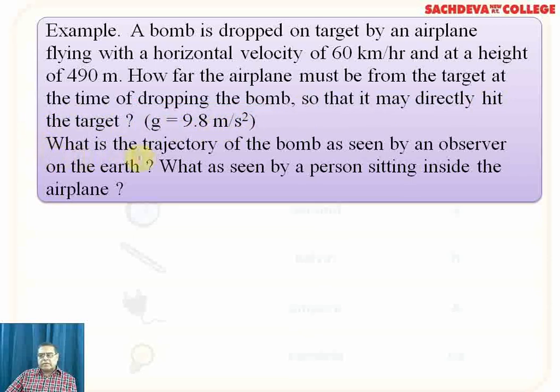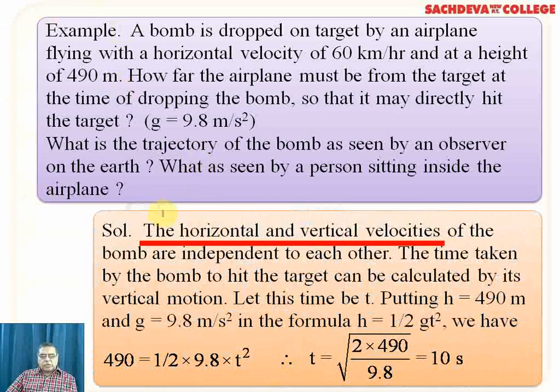Now what is the trajectory of the bomb as seen by an observer on the earth? And what is it as seen by a person sitting inside the airplane? So there are many parts of this question, and we have to answer them. But in this case also, the projectile is dropped from a certain height. So the horizontal and vertical velocities of the bomb are independent of each other.